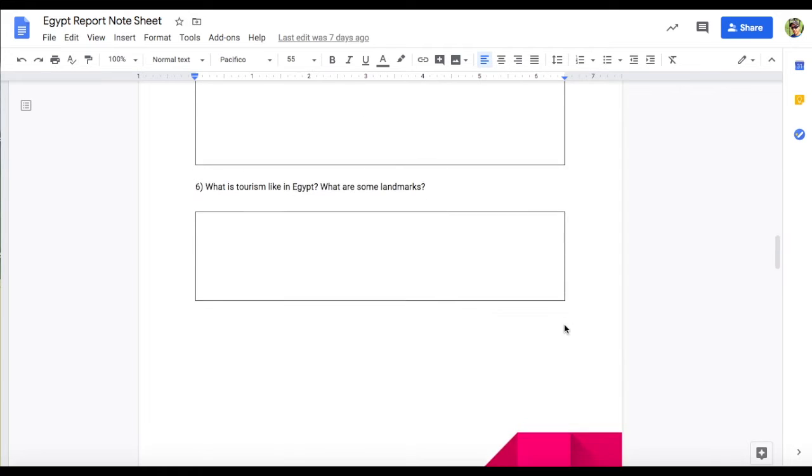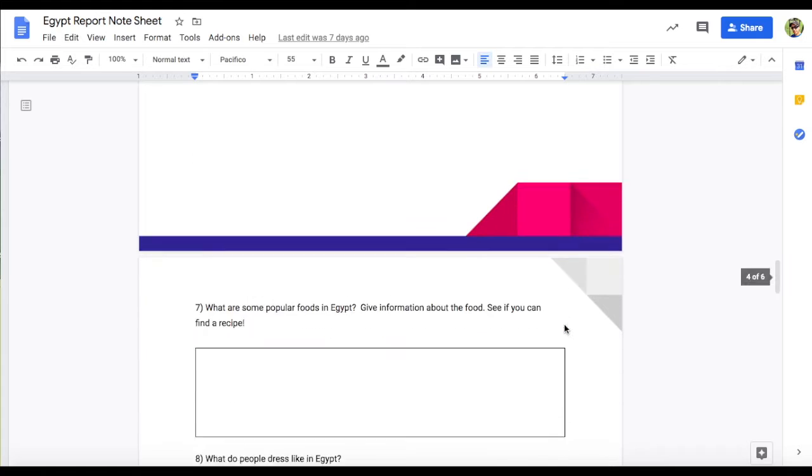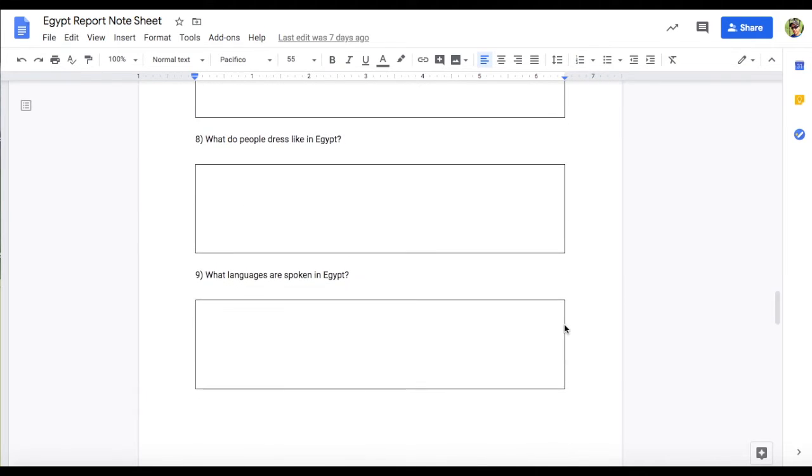What are the main holidays in Egypt? What is tourism like in Egypt? What are some of the landmarks? What are some popular foods? See if you can find a recipe for us of something that, hey, maybe you want to try and what you'd like to share. What do people dress like in Egypt? You can categorize this into different ones, such as men and women or children.